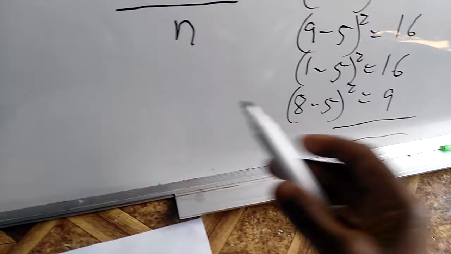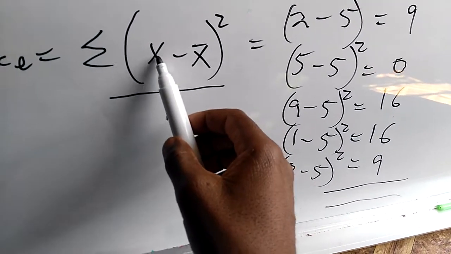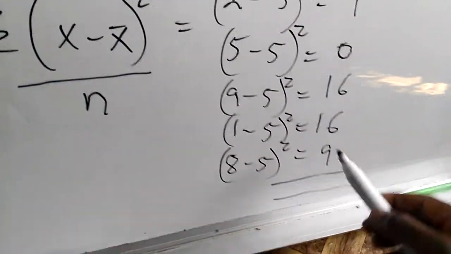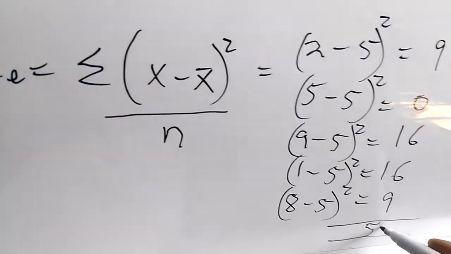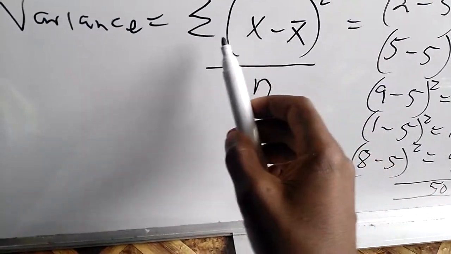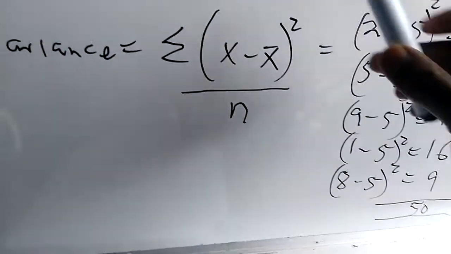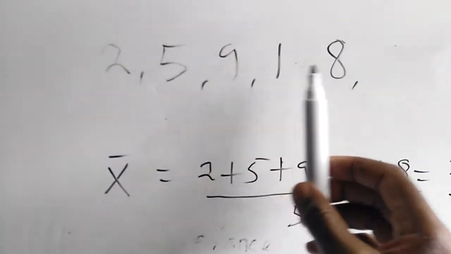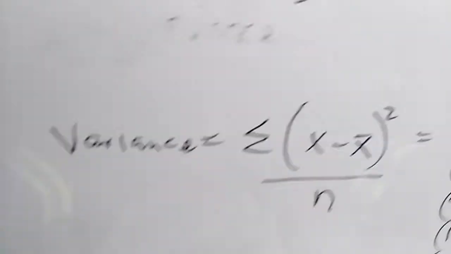Now the summation, the sum of the mark take away mean squared, their summation, is giving us how much? 50. 5 and 0. So 50, we are not yet done. The sum of this, divide by how many they are. How many are they? How many are the marks? Remember 1, 2, 3, 4, 5.